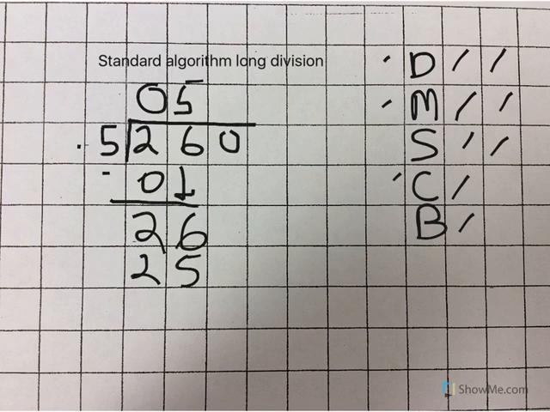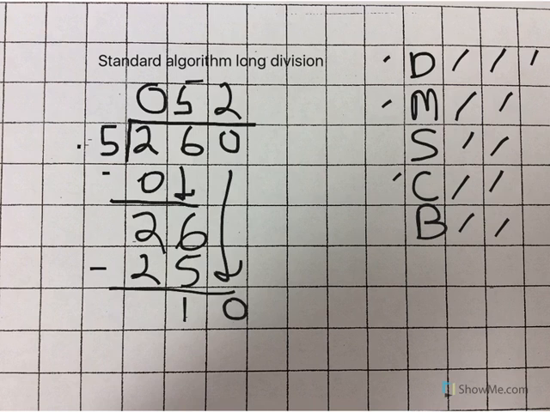Our next step is subtract. We're going to subtract 25 from 26, and we get 1. Our next step is to compare, and our 1 is less than 5, so we're good. And our next step is to bring down. We're going to bring down a 0, our next digit in our dividend. So we're going to divide 10 divided by 5. 10 divided by 5 is 2.